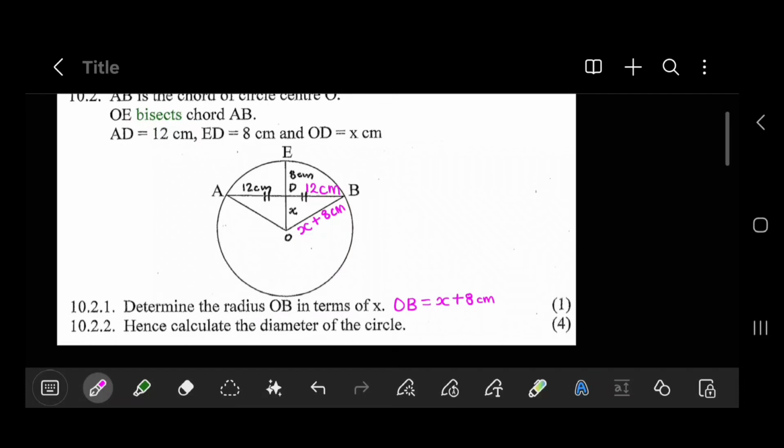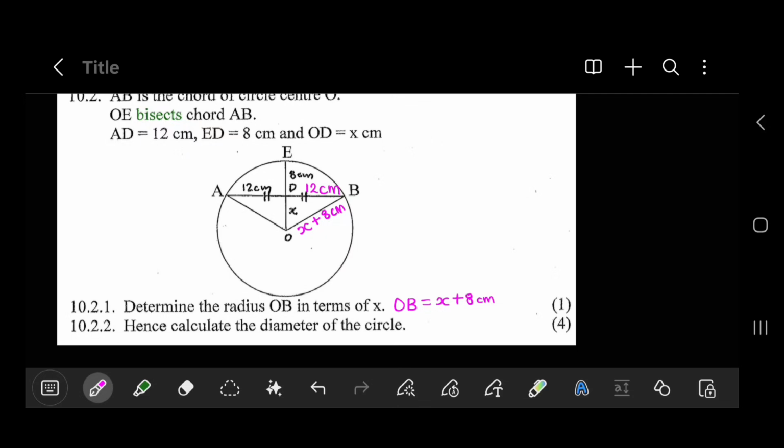Now it says hence, and you know hence means that using your previous answer, you're now going to answer this. Hence, calculate the diameter of the circle. A diameter goes from one end of the circumference through the center and to the other end. What we also know about a diameter is that it is 2 times the radius. So if we are able to calculate the radius, then we are able to get the diameter.